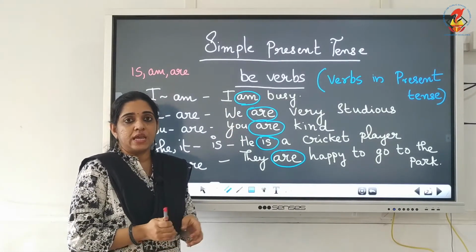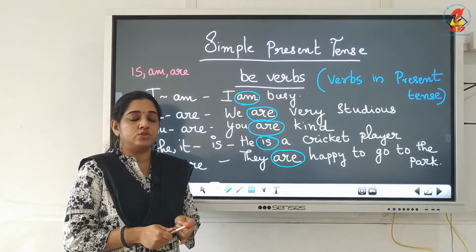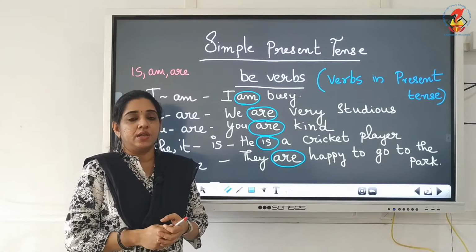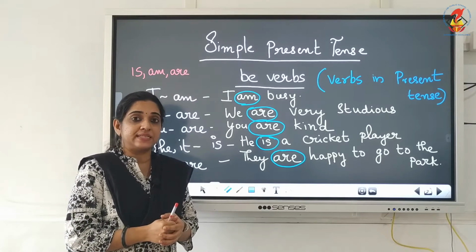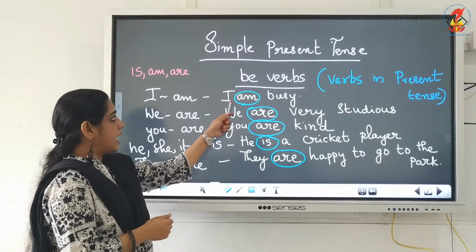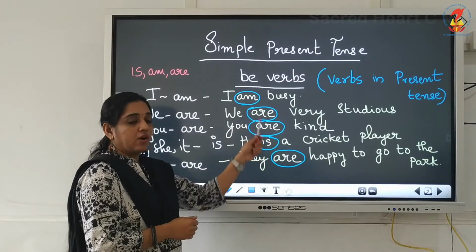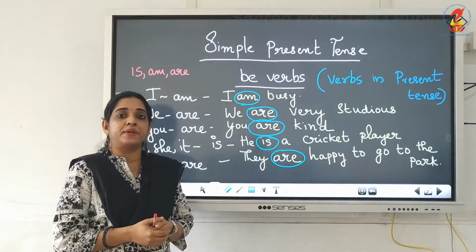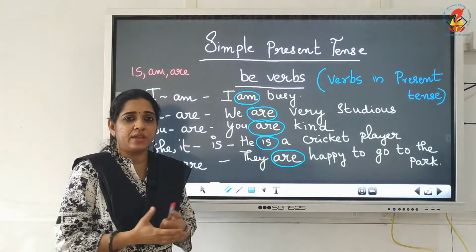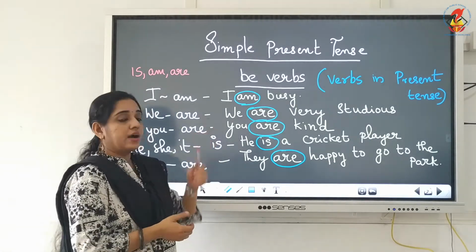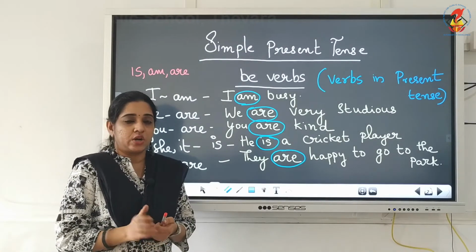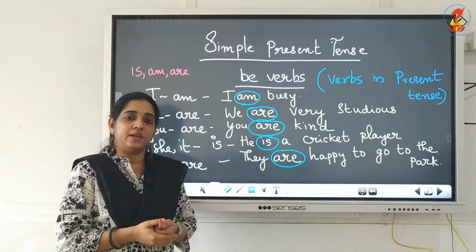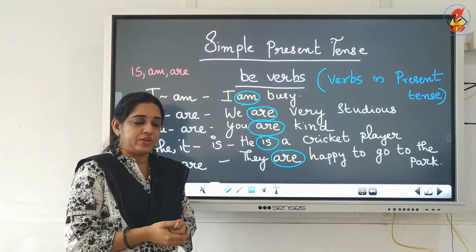What are be verbs? Is, am, are, was, were, will be, shall be are called be verbs. Now be verbs in present tense. Which verbs come under present tense? Am, are, is, all these are verbs which come in present tense. Very casually you say like, I am busy. I am busy means it's something that is happening now, is it? It's not a past tense. It is something which is happening now. So that is present tense.